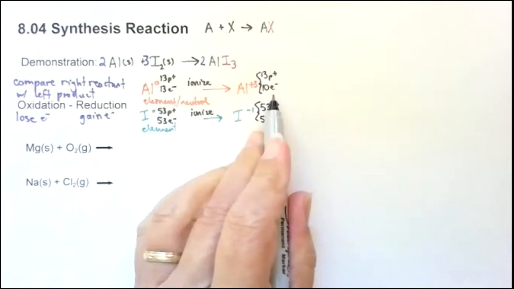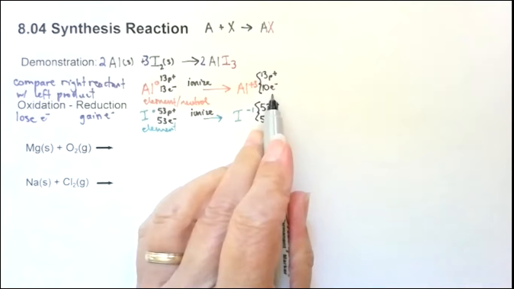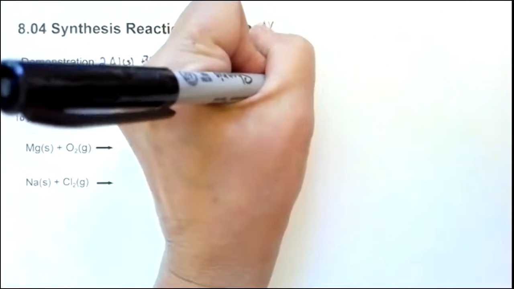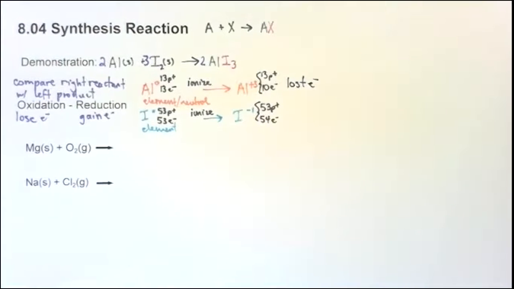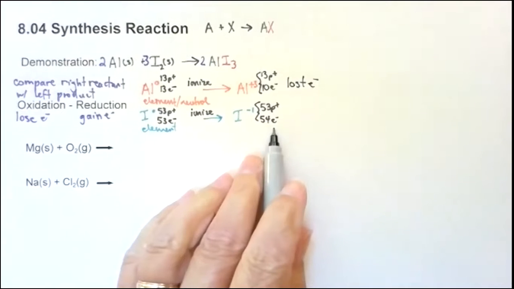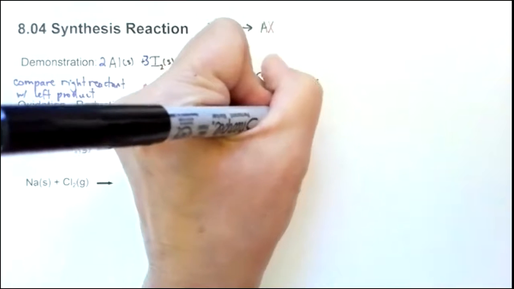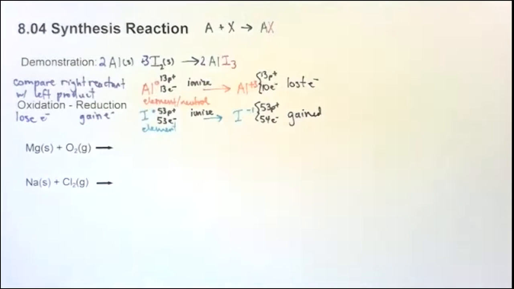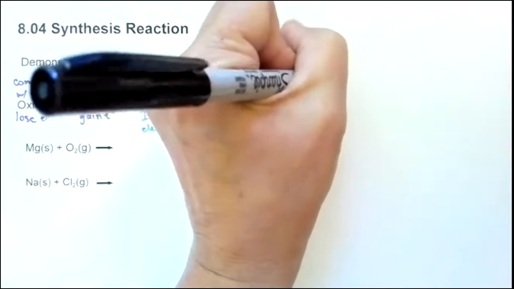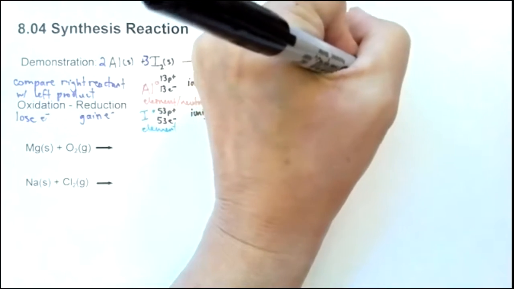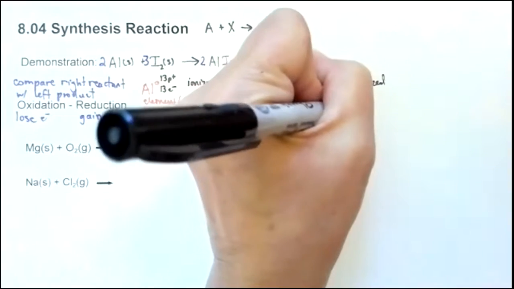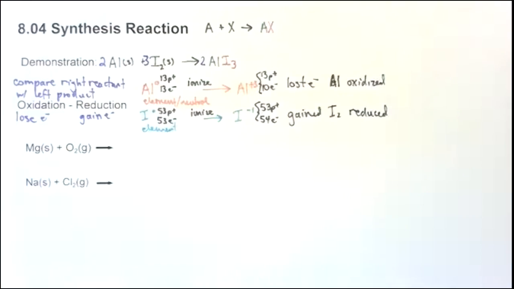So I went from 13 electrons to 10 electrons. What did I do? Did I gain or did I lose? I lost electrons. Here I went from 53 to 54, so here I gained. So we say that aluminum is oxidized and iodine is reduced. That was actually the chemical reaction. It was the gain and the loss of electrons.